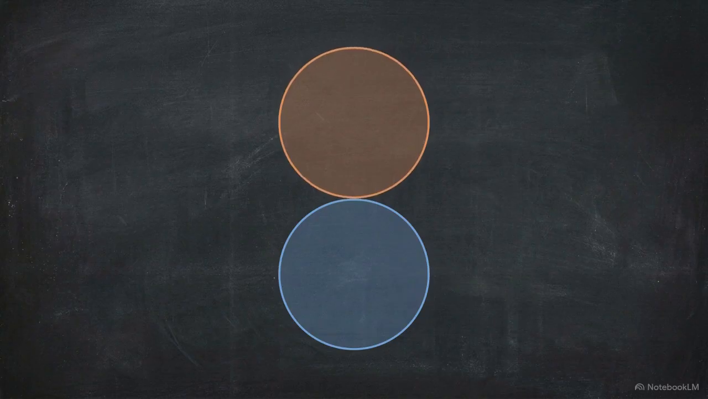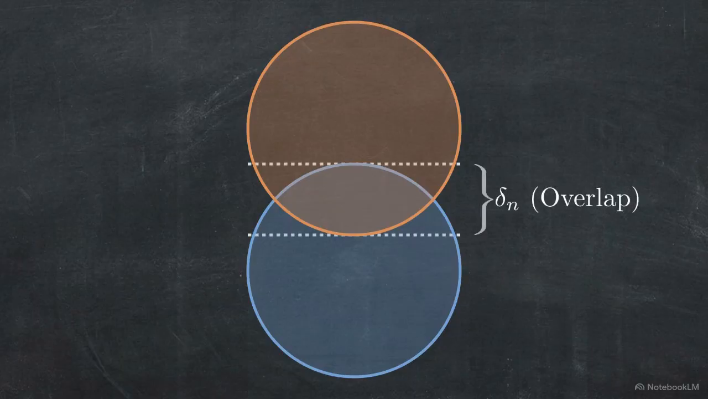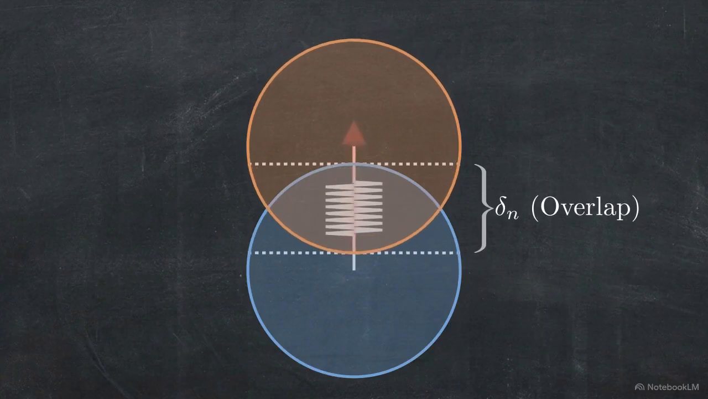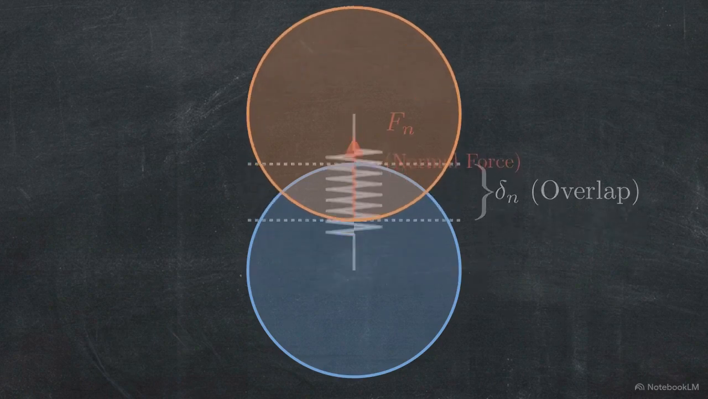If we take two perfectly aligned spheres and drop one onto the other, there is a moment where their geometric boundaries cross. The distance their boundaries overlap is called delta n. Physics engines treat this geometric overlap exactly like a compressed spring. The deeper the overlap, the harder the objects push apart. This outward push is called the normal force.